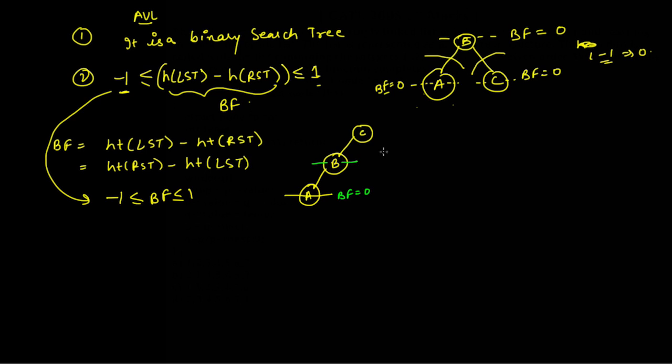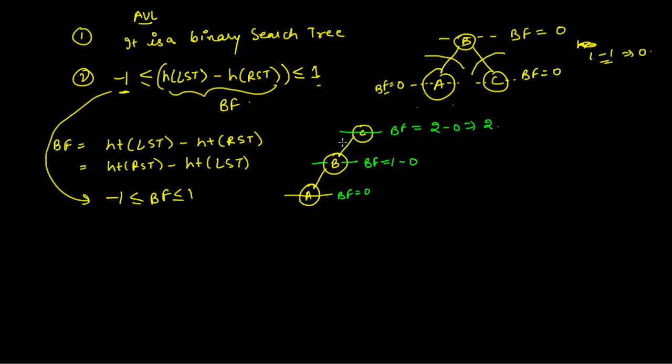For this B, what is the balance factor? For this B, there is only a left subtree but there is no right subtree, right? So it will be 1 minus 0. Okay, so the balance factor is 1 here. Now for this C, the balance factor is actually height of the left subtree is going to give you 2 and the height of the right subtree is 0. So the balance factor is actually 2 minus 0 is equal to 2.